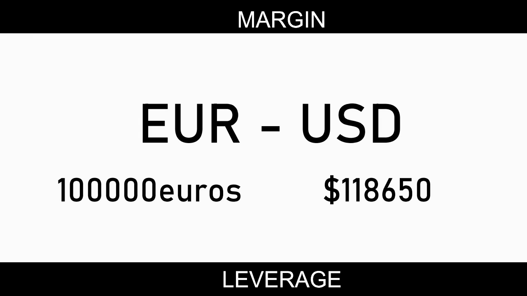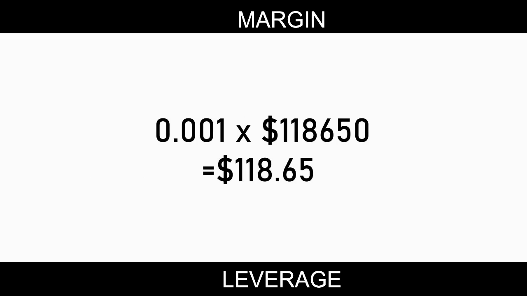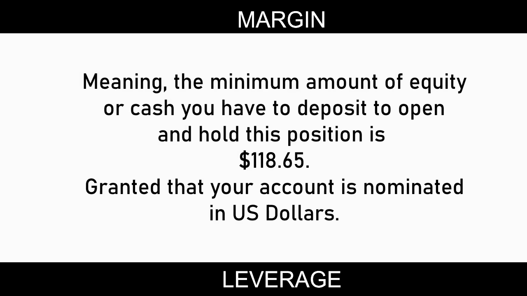Now that we have the notional value in base currency and we also have the notional value in quote currency, we can now calculate the margin required to open and hold this position. To do so, we start with the leverage, which we have established as 1:1,000. We divide the 1 by 1,000, which gives us 0.001. We multiply that by the notional value in quote currency, which gives us $118.65. Meaning the minimum amount of equity or cash that you have to deposit to open and hold this position is $118.65, granted that your account is nominated in US dollars.